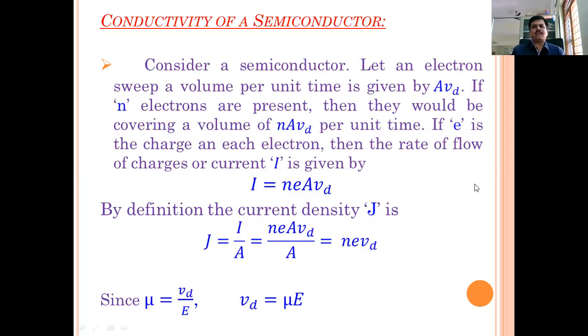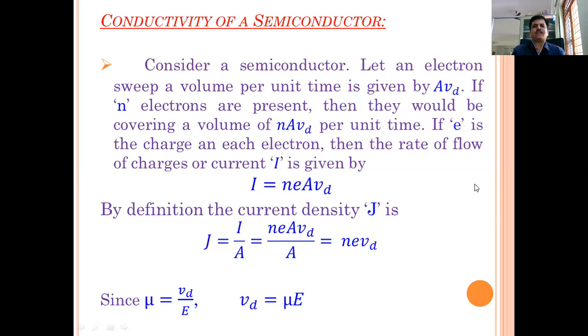If, for example, small n are the electrons present within the semiconductor, then they would be sweeping or covering a volume of nAVd. If small e is the charge on each electron, then the rate of flow of charges, or we can also call it current, will be given by I equals neAVd.